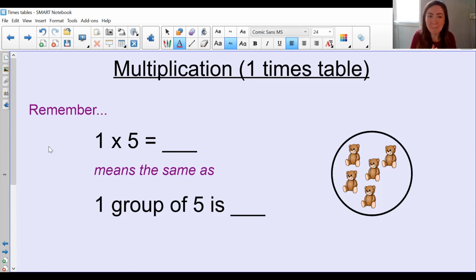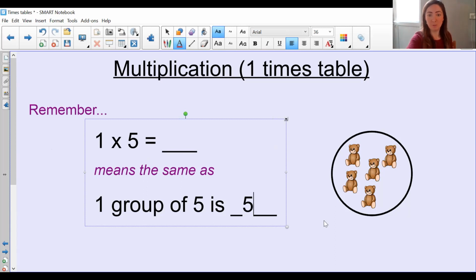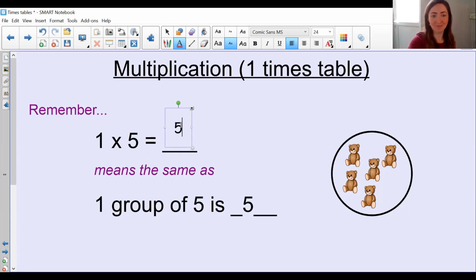Okay, so remember that 1 times 5 means the same as 1 group of 5. So here is our 1 group of 5 teddy bears. What is 1 group of 5? Well done if you said 5. 1 group of 5 is 5, which means that 1 times 5 equals 5. Well done.